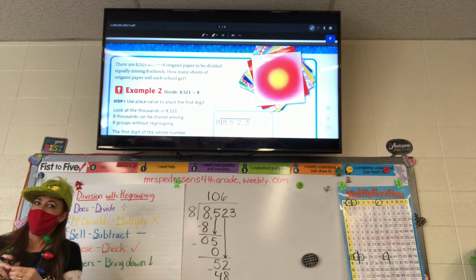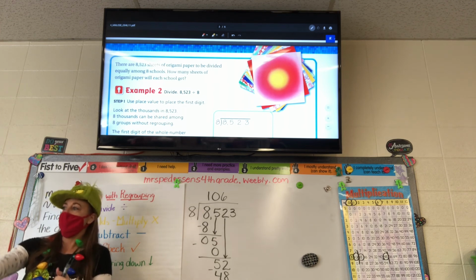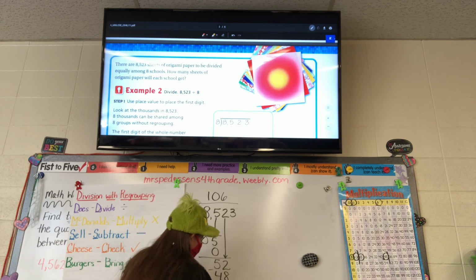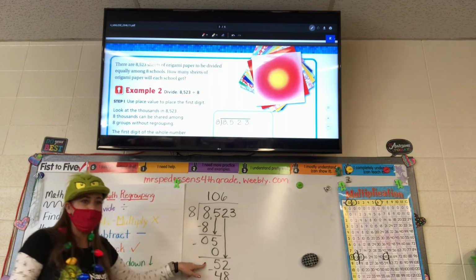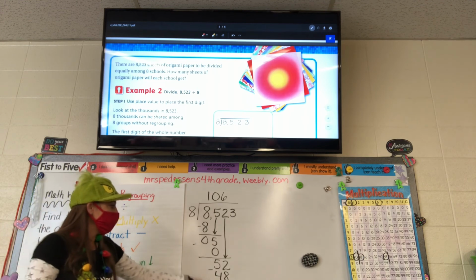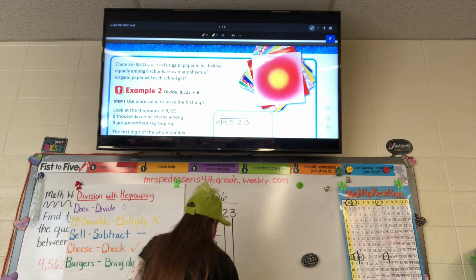4. Start at 48, 49, 50, 51, 52. You absolutely can do it. Whatever's on top is what you start with. 52 is bigger than 48. Is 4 less than 8? Yes, it is. So we bring down the 3.